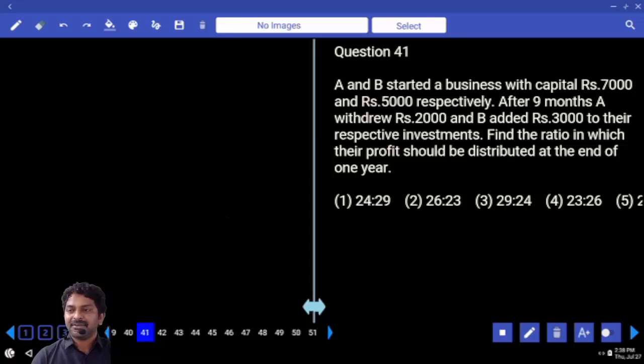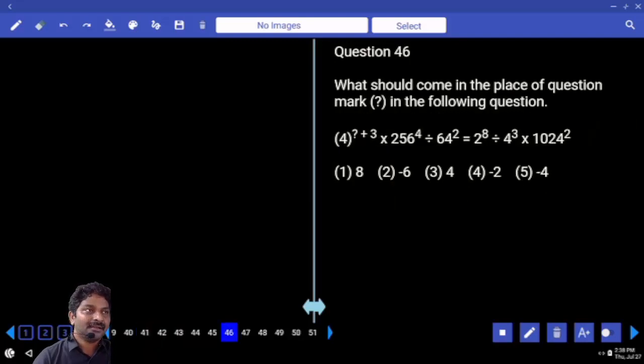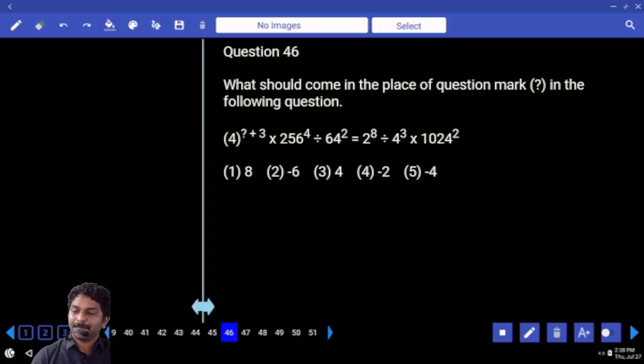Do we start with quant questions? No. Exam lo? No. Where do we start from? From approximation, simplifications. Right. Come on.